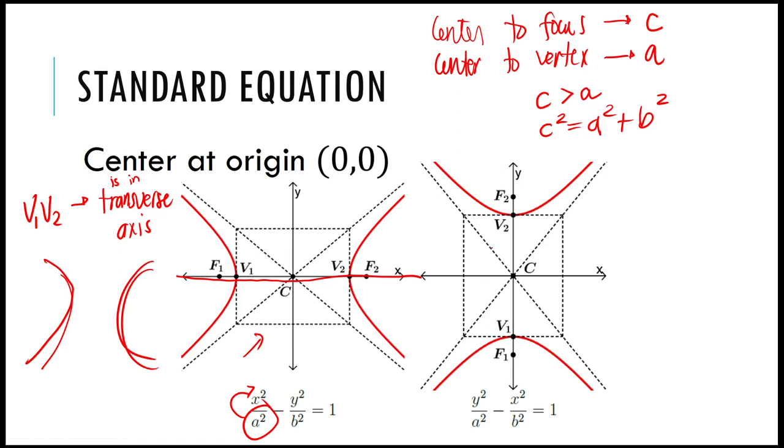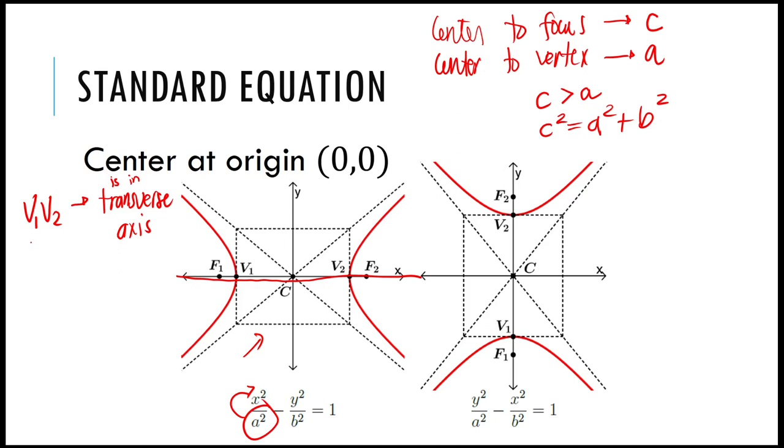Pero kung yung transverse axis natin ay vertical, as you can see dito, nasa ilalim ni y squared yung a squared. O up and down naman yung hyperbola natin. Conversely, kapag si a squared ay nasa ilalim ni y squared, dapat ang magiging itsura ng hyperbola natin is up and down, yung transverse axis dapat vertical.